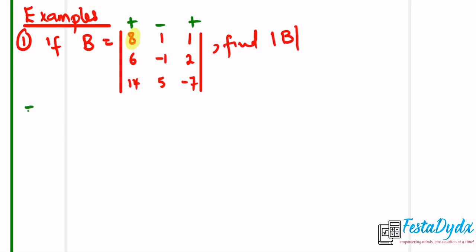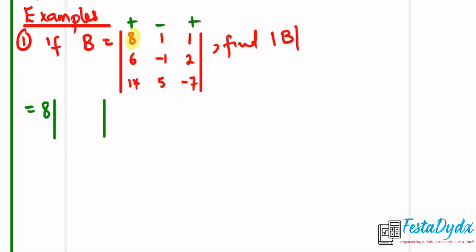So we'll be having 8, then a 2 by 2 matrix will be formed. Let's have it here. So what are the matrices we're going to be forming? We're going to remove the row and column associated with the number 8. This is the row and this is the column associated with the number 8. So now we are left with minus 1, 2, 5, and minus 7. So we're going to fill up this matrix with minus 1, 2, 5, and minus 7.